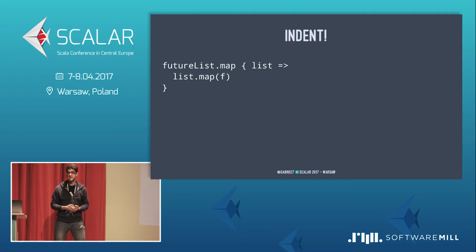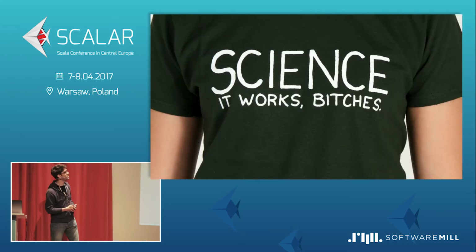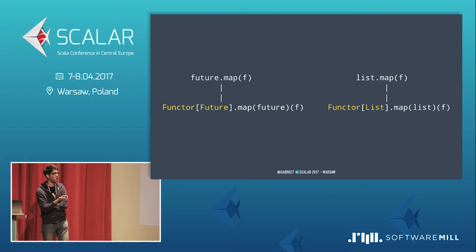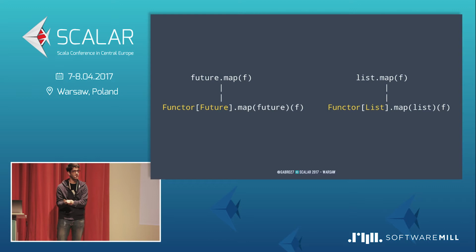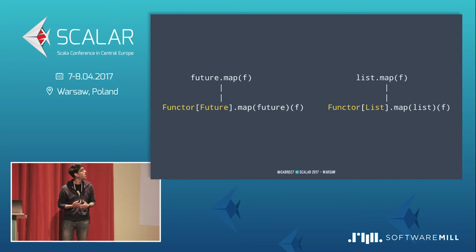So let's apply some science because it works. And I'm not going to swear. But let's consider for a second that map on Future in Scala is a method on a Future, which is a class. Nothing fancy about it. But you can actually interpret it in a different way, and some libraries we will see do.